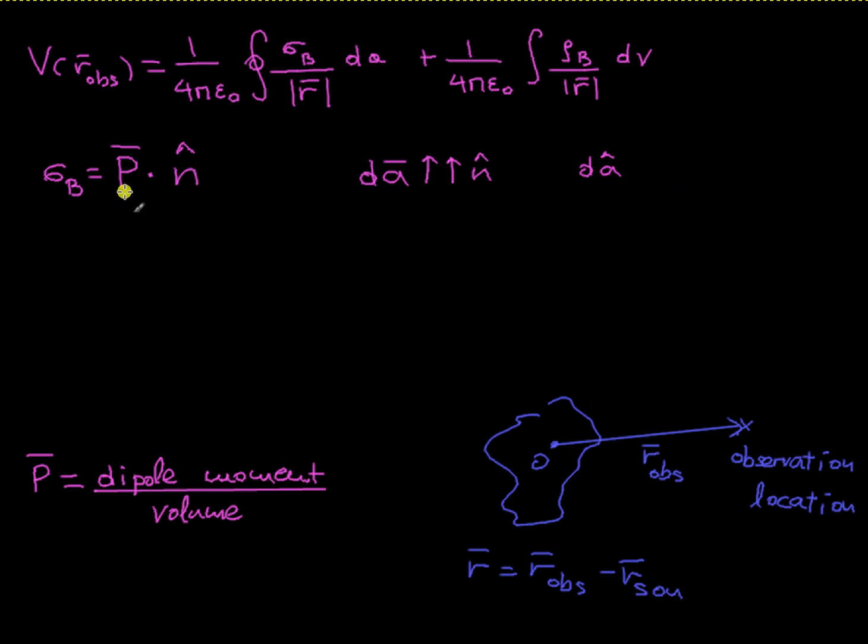It's the unit vector that is perpendicular to the surface. So if you take your polarization vector and you calculate the dot product with the vector perpendicular to your area at that point, that will give you the surface charge density that you need for your surface integral.